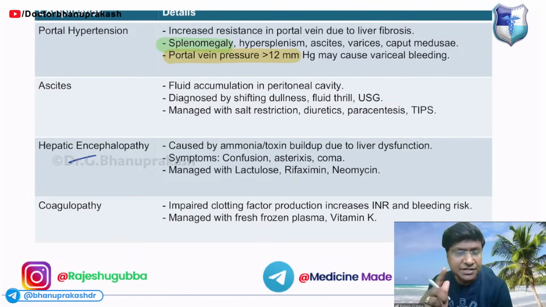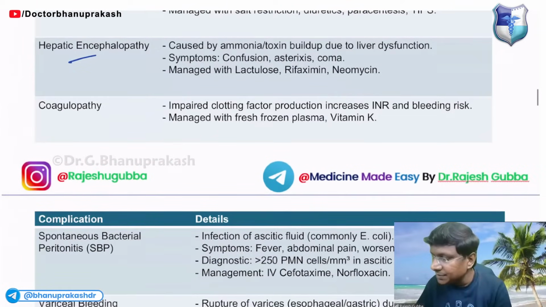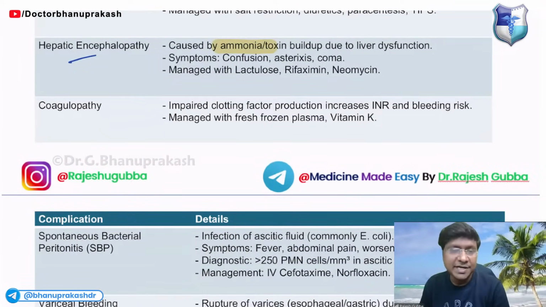What is the question, if at all, they want to ask you? What is the toxin that is elevated, or what is this toxic substance which is elevated for the development of hepatic encephalopathy? That will be your ammonia. Actually, ammonia has to be detoxified by the liver, but the liver is damaged here, so ammonia cannot be detoxified, right?